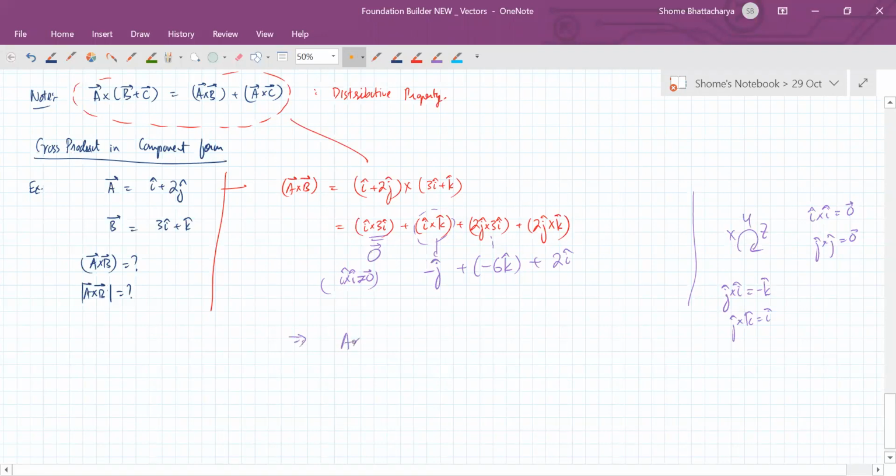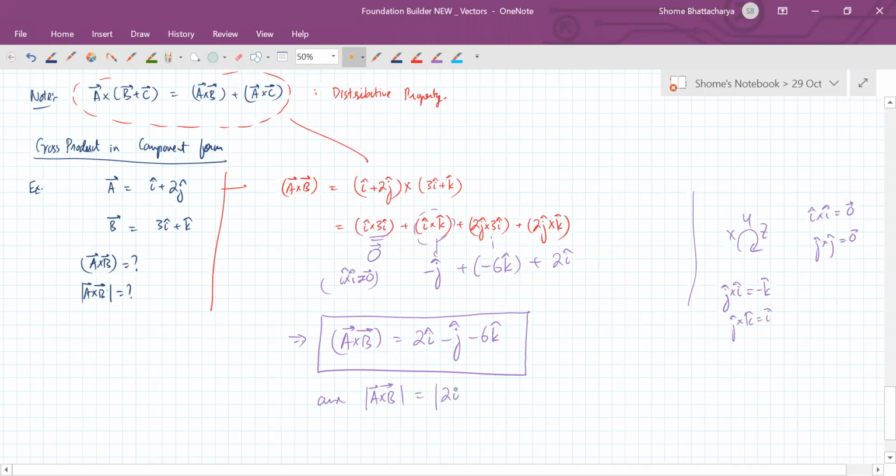So A cross B, according to this, is becoming 2 I cap minus j cap minus 6 k cap. Okay, and therefore its magnitude is nothing but the magnitude of this vector 2 I cap minus j cap minus 6 k cap. Further, you can calculate like this. That becomes your answer.